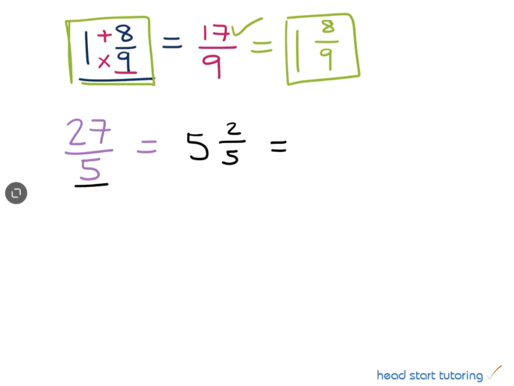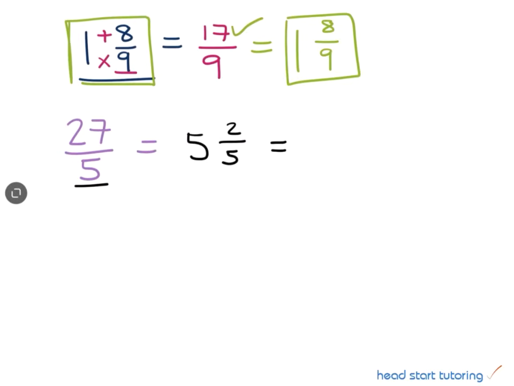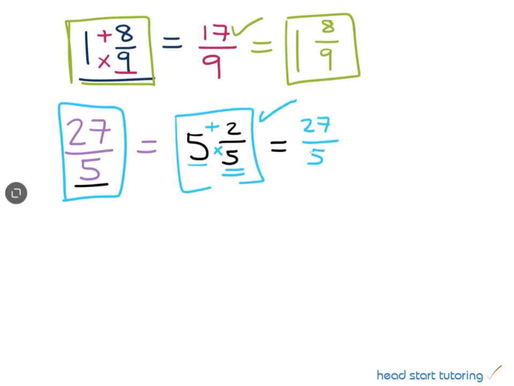So now let's convert our 5 and 2/5 back into an improper fraction. So we say 5 times 5 is 25. 25 plus 2 is 27. And then we've got our denominator, which stays the same. So we end up with 27 over 5, which is what our original improper fraction was as well. Which means we converted our improper fraction into a mixed number perfectly.